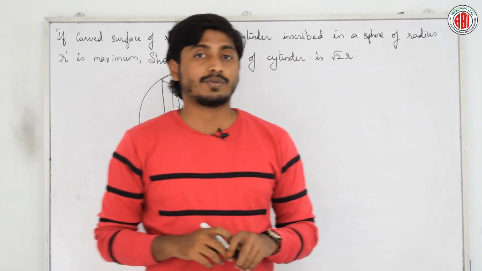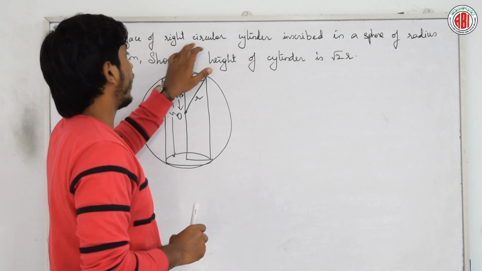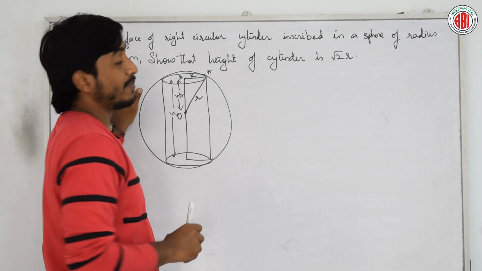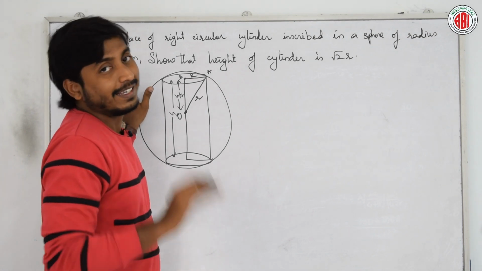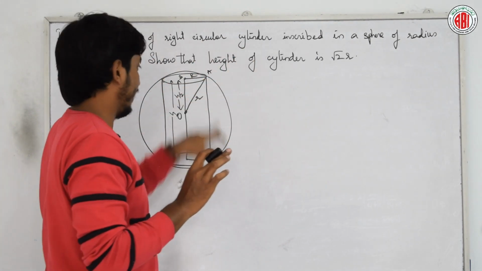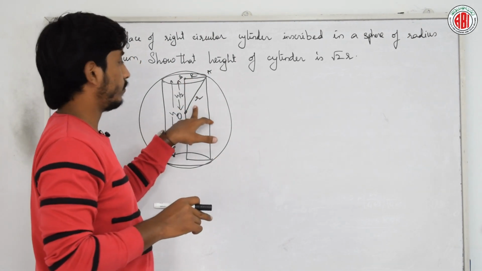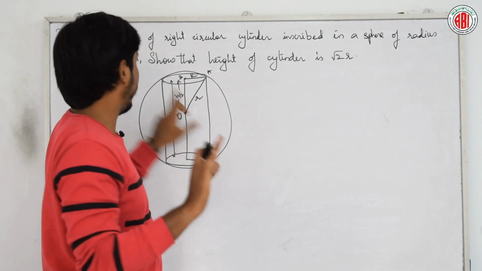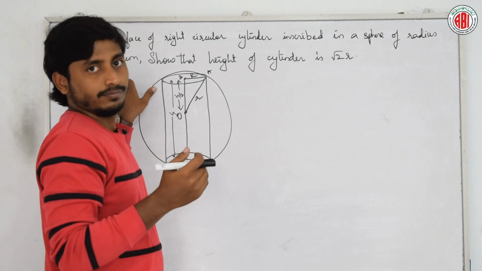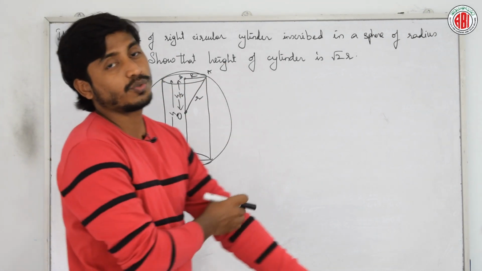Let's do. See this question. The question is given as: if the curved surface of a right circular cylinder inscribed in a sphere of radius r is maximum, what did you understand? First thing you have to understand is, a right circular cylinder is inscribed in a sphere of radius small r. Yes, remember that. Then the curved surface area of that is maximum. Then he is asking us to show that the height of the cylinder is root 2 small r.